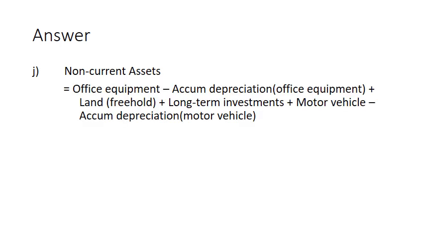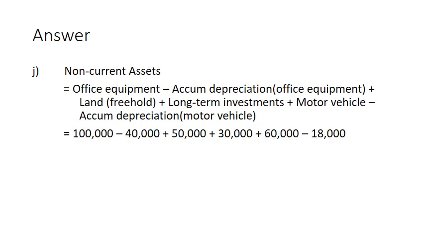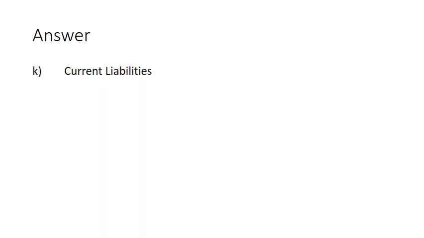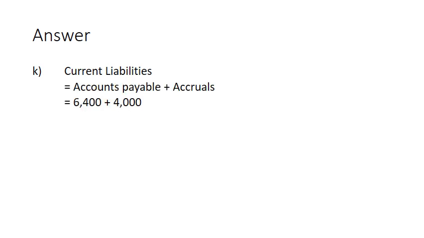Your non-current assets equal office equipment minus accumulated depreciation related to office equipment plus land plus long-term investment plus motor vehicle minus accumulated depreciation of motor vehicle. So you have 100K minus 40K plus 50K plus 30K plus 60K minus 18K, which gives you 182K. Current liabilities equal accounts payable plus accruals, 6.4K plus 4K, which equals 10.4K.